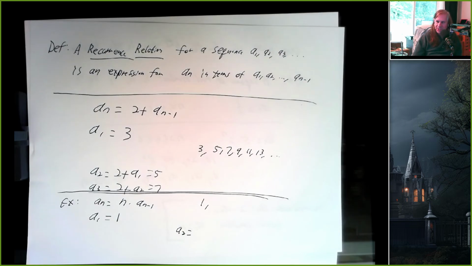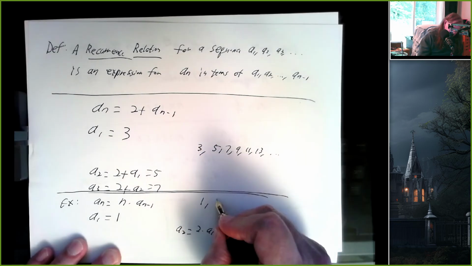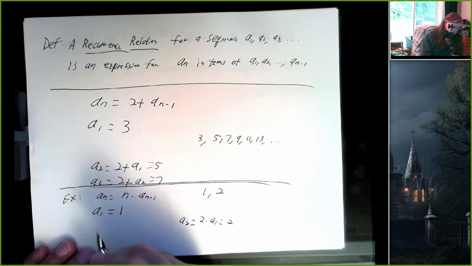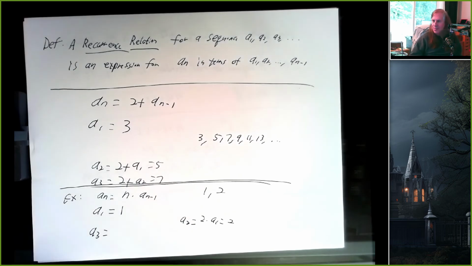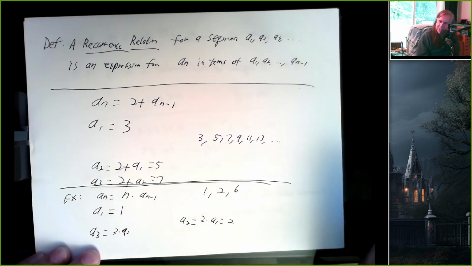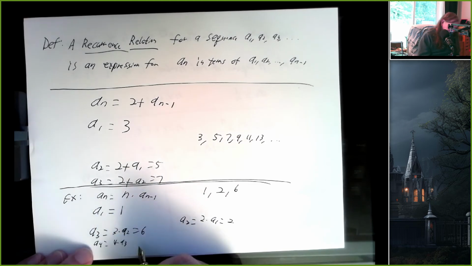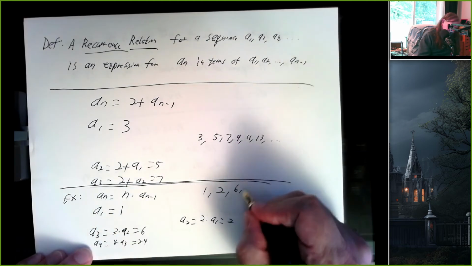So someone tell me just what A2 is. A2 is just 2 times A1, which is going to be 2. So what about A3? A3 is going to be 3 times A2, which is going to be 6. And then A4 will be 4 times A3. Since A3 is 6, 4 times A3 is 24.